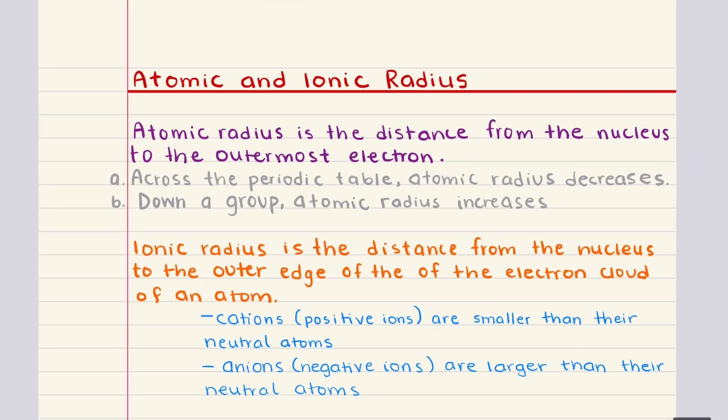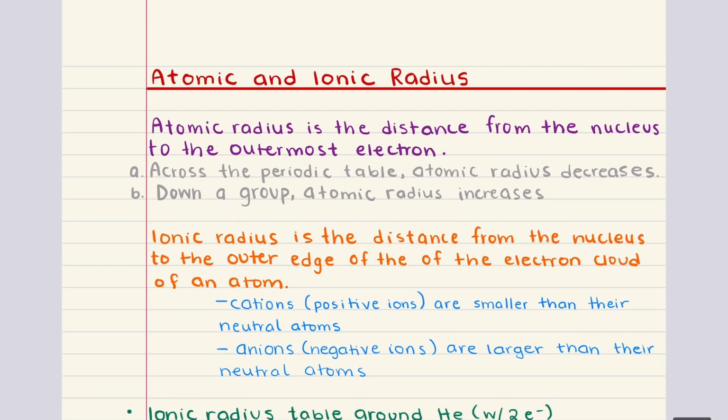Next, we want to go ahead and discuss atomic and ionic radius. Atomic radius is defined as the distance from the nucleus to the outermost electron in an atom. Since atoms don't have a definite boundary, we typically estimate atomic radius based on the distance between two bonded atoms, and we divide that value in half. So that's where we get our values for atomic radius.